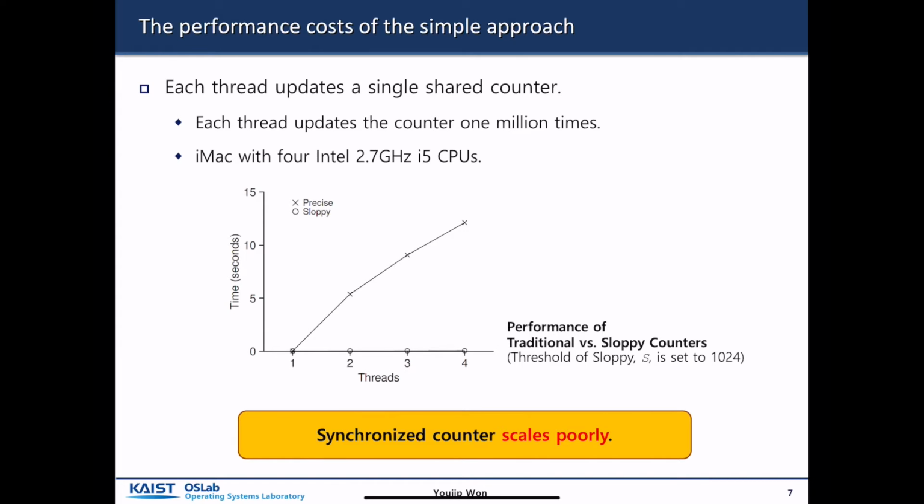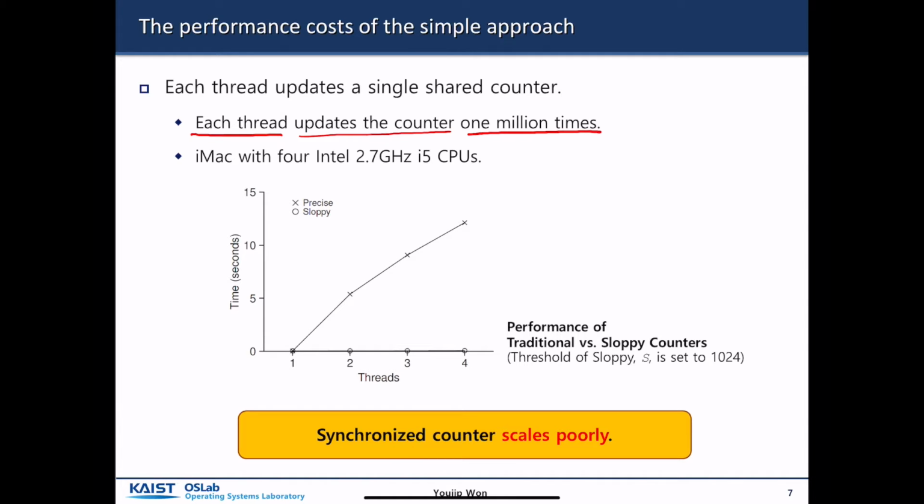Let's consider the performance of the simple approach. Adding a simple lock successfully avoids the race condition in updating and retrieving the counter value. However, what about the performance? We do a simple experiment here. There are a number of threads. Each thread updates a counter value 1 million times. And we ran it on an iMac, which has 4 cores, Intel 2.7 GHz i5 CPUs.